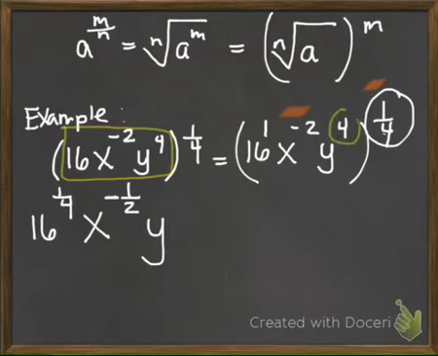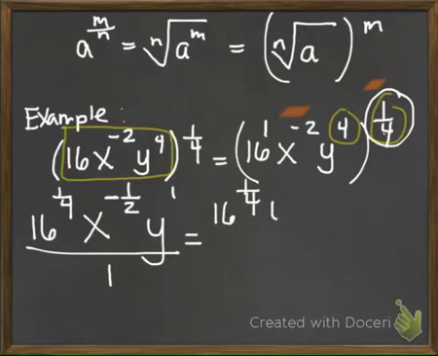And then 4 times 1/4 is easy. It's just 1. You don't have to put the 1 there. I just want to make sure that we're clear on that. Okay? So, next thing that we're going to do is we have to get rid of that negative. So we know that everything is over 1 if we wanted to write it as a fraction. So we've got to send this x to the basement. So we're still going to have 16 to the 1/4 and the y up top. But now we're going to have x to the positive 1/2. Since we've moved it, now it becomes positive. That was the whole point.